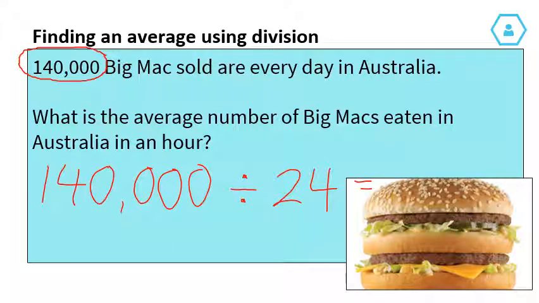Again, this will give me the average number of Big Macs because I imagine people eat Big Macs more at lunch and dinner time rather than at maybe, for breakfast, like 6 a.m. in the morning. People generally probably not eating a lot of Big Macs then. So I grab the total and then I divide it by 24 to find out how many Big Macs on average are eaten in an hour in Australia.